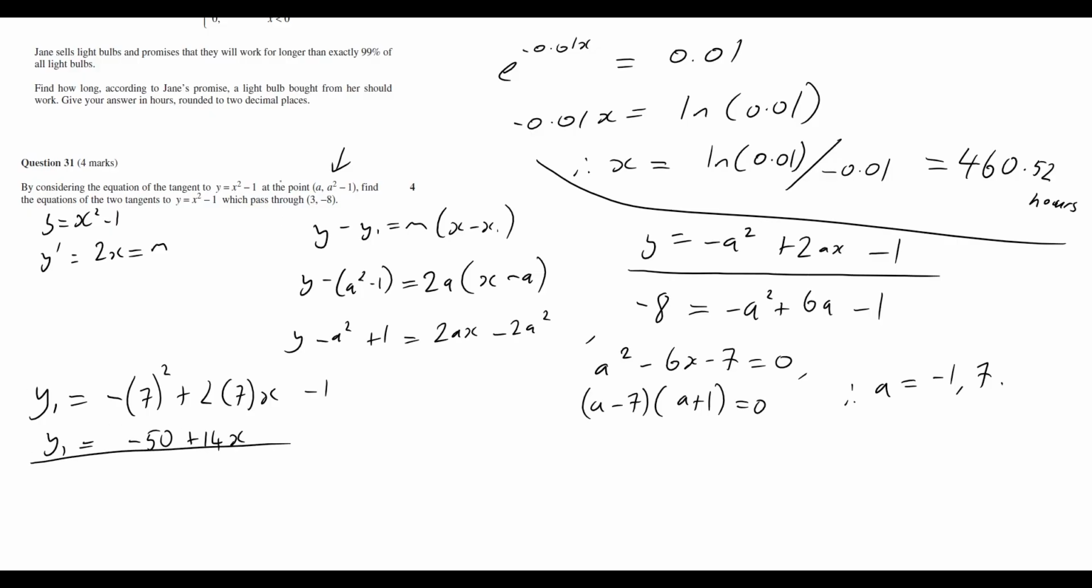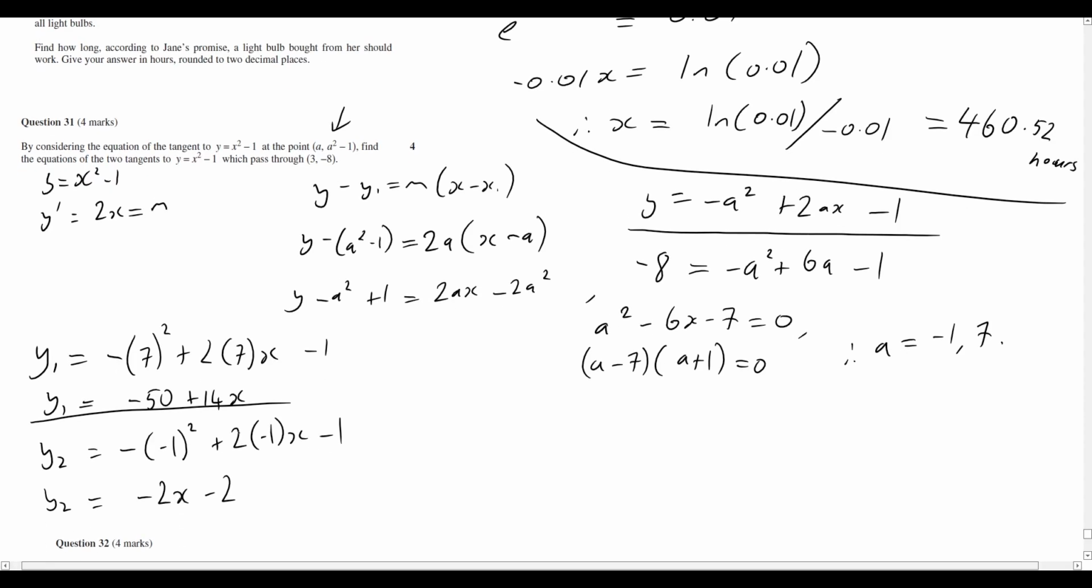That's our first equation, tangent to this parabola, that will pass through the point (3, -8). So now let's determine our y2. So y2 is now going to be using the a value of a equals negative 1. And so let's see what we get now. That's going to be equal to minus (minus 1) squared plus 2 times minus 1 times x minus 1. And that's going to give us simply minus 2x minus 2. And there we are. So that's our equation 1, and that's our equation 2.